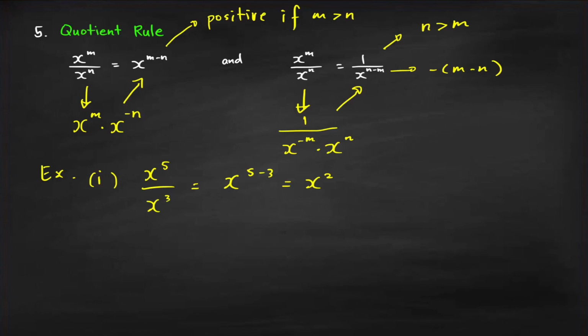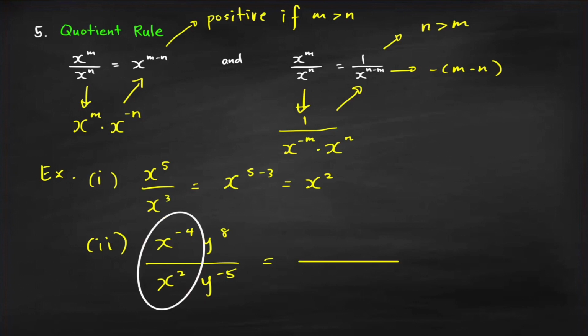Another example, so let's say we have x raised to negative 4, y raised to 8, all over x raised to 2, y raised to negative 5. Now, if we look at the quotient, x raised to negative 4 over x squared, since the power of the denominator is larger than the power of the numerator, it is better to use this equation, and we'll get x raised to 2 minus the power of the numerator, which is equal to negative 4.